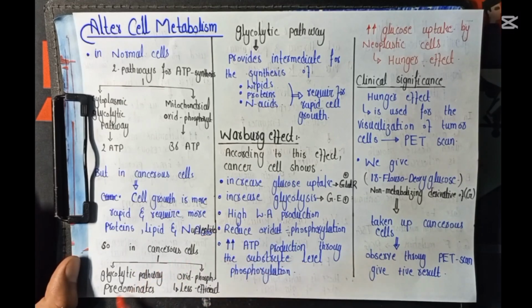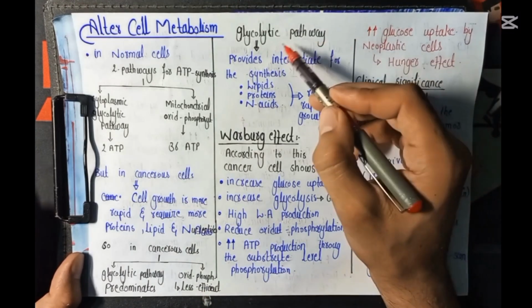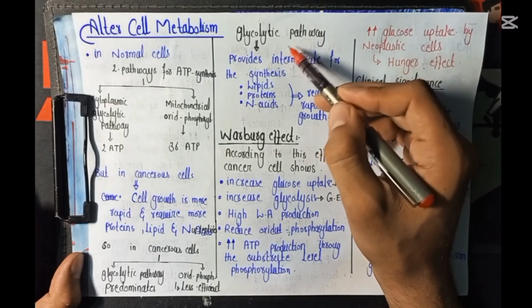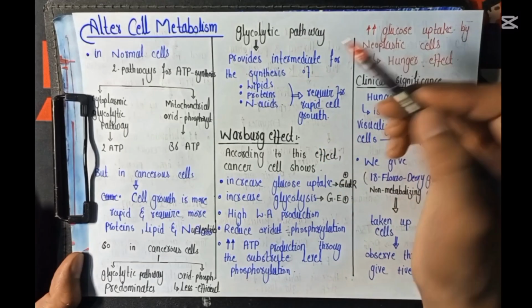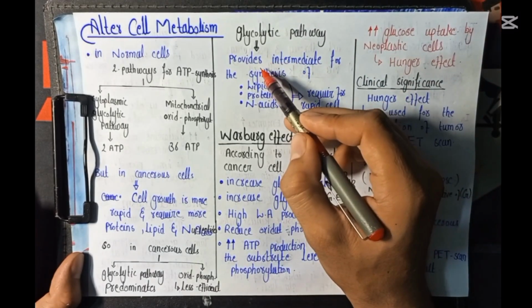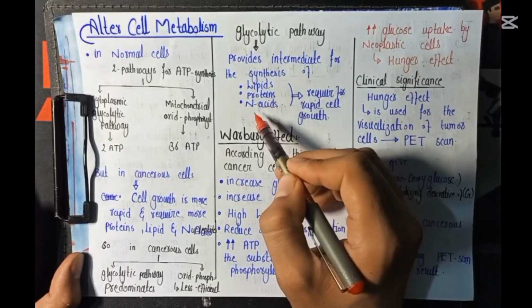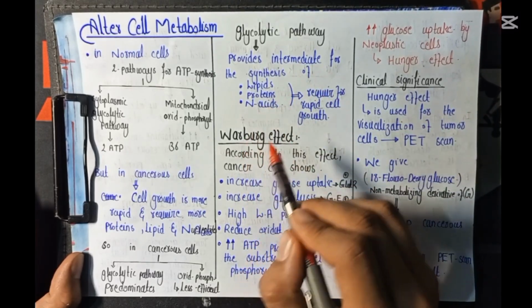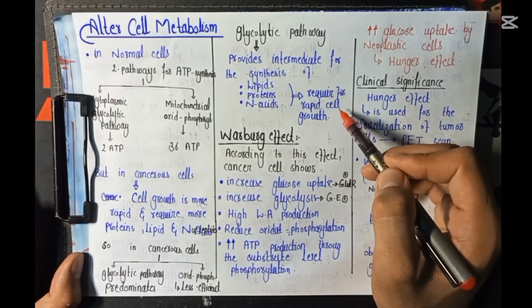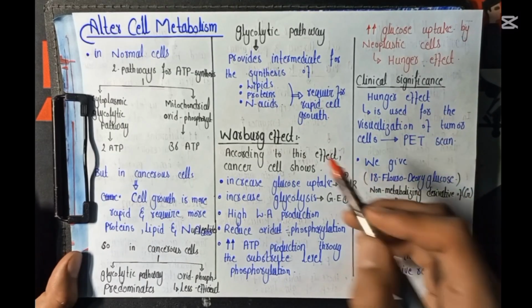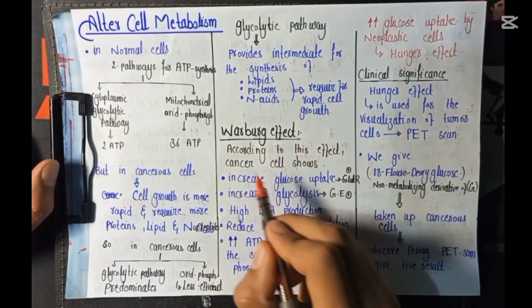So in a cancerous cell, the glycolytic pathway predominates, and oxidative phosphorylation is the less efficient pathway in the cancerous cell. The glycolytic pathway predominates in the neoplastic cell because glycolysis provides intermediates for the synthesis of lipids, proteins, and nucleic acids, which are required for rapid cell division and cell growth. The next one is the Warburg effect.